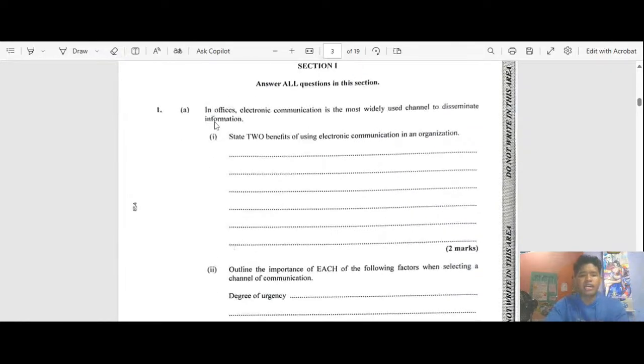Anyways, let's start. State two benefits of using electronic communication in an organization. First of all, right off the bat, more cohesion.